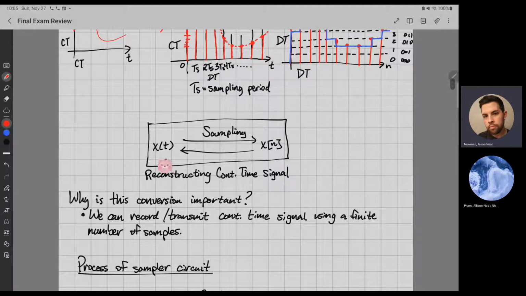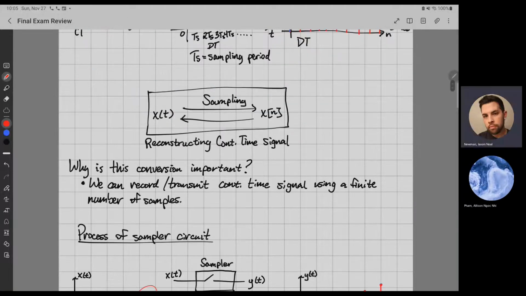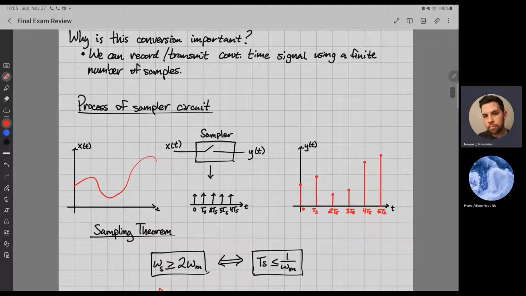Sampling, this is basically what I was just talking about, converting the continuous time to discrete time. And why is this conversion important? Because we can record or transmit continuous time signals using a finite number of samples. Basically what that means is, using this discrete signal, you can recover all the way back to your analog signal. You can go either way. So that's really nice.